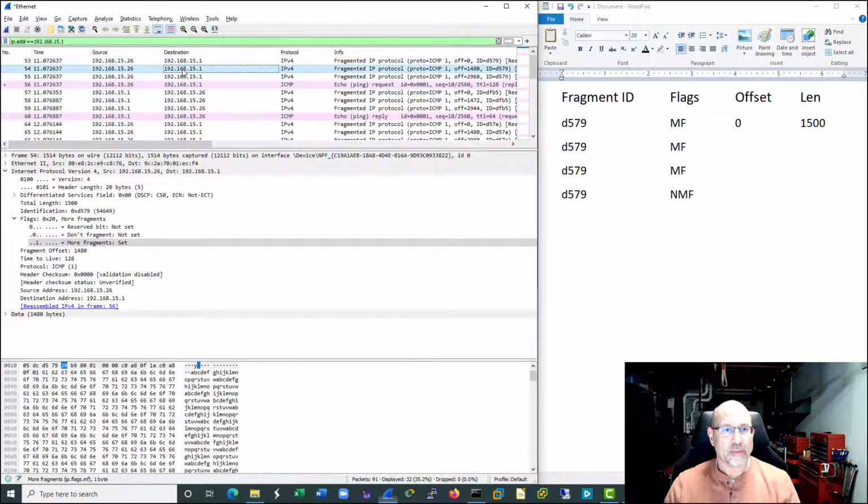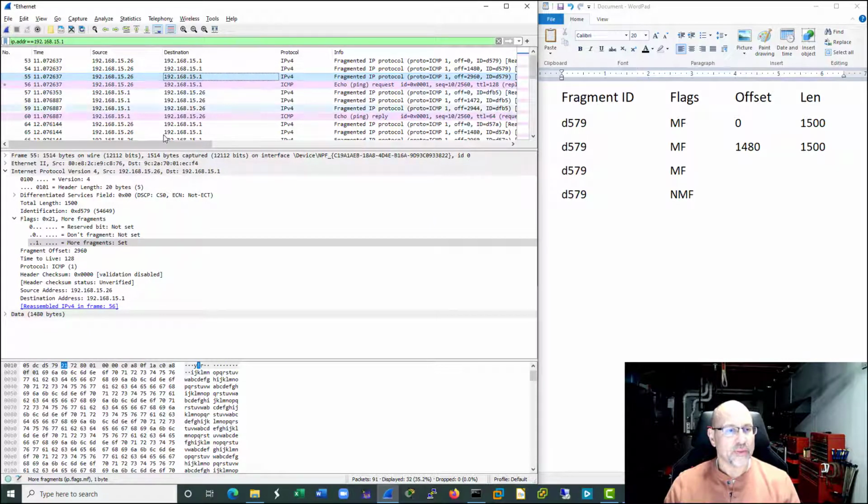Now the next packet, or the next fragment that goes along with this, also has a length of 1500, but the fragment offset is 1480. We'll have to think about that here for a sec. So we got 1480 right here, but the total length is 1500. All right, let's take a look at the next one. Here the total length is 1500 again, and the fragment offset is 2960.